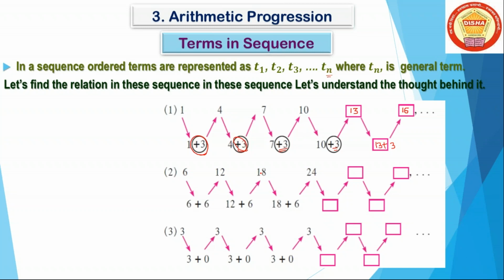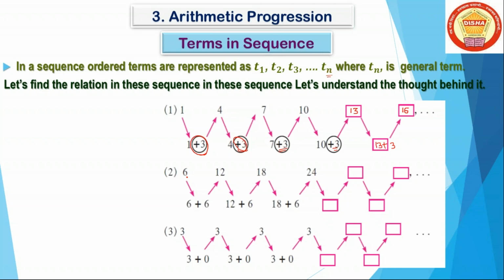6, 12, 18, 24, dash, dash, dash. Okay. Then again we conclude. See now, we focus on the given terms present in that sequence. We see that it is in ascending order. If it is in ascending order, it means a constant number is added to each and every term, or it is multiplied.